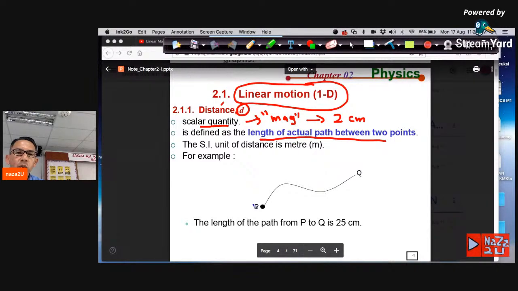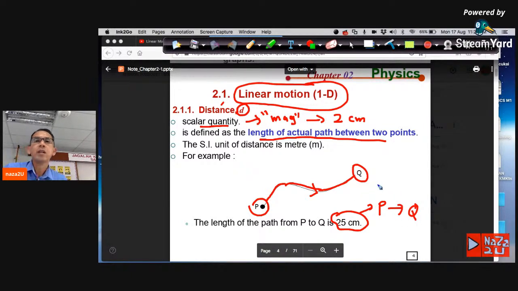between the 2 points. Let's say you have the point P and you have another point Q. So the distance from point P to point Q here, you can measure, maybe you can use a meter rule, okay, guna pembaris or guna pita meter dan sebagainya. So you just measure the length of the path here, which is 25 centimeter from P to Q. So this is how to measure the distance. Okay, so this is what a distance is.